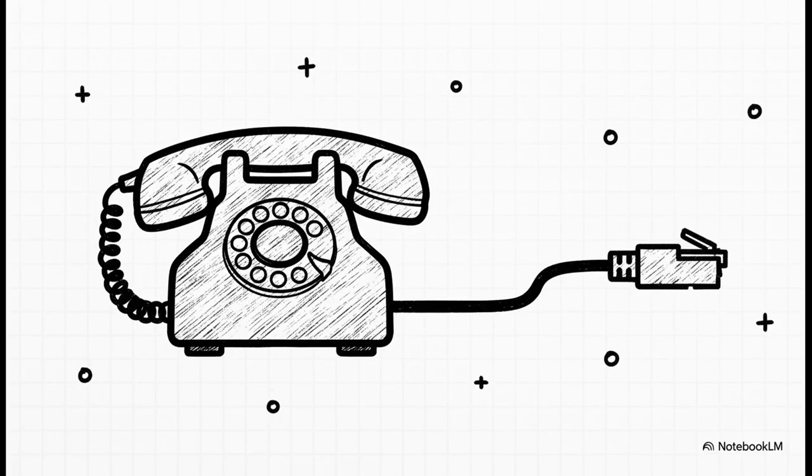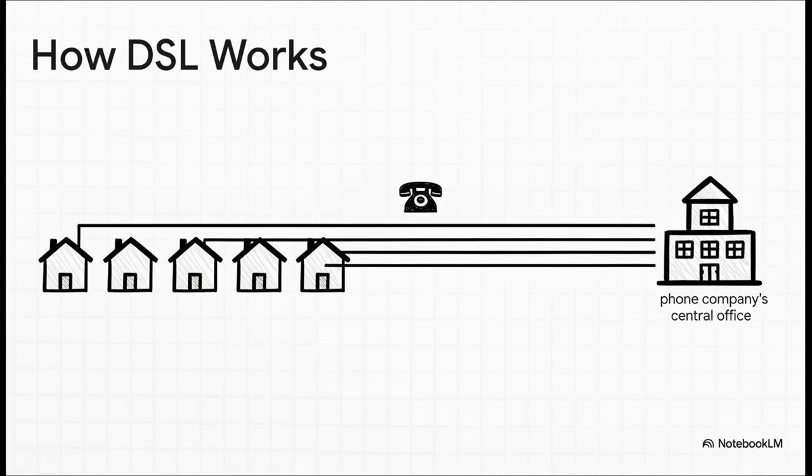Now, the other classic home on-ramp is DSL. That stands for Digital Subscriber Line. DSL is pretty clever. It actually uses the existing copper telephone lines that are already running into your house. Now, the big difference from cable is that you get a dedicated line.